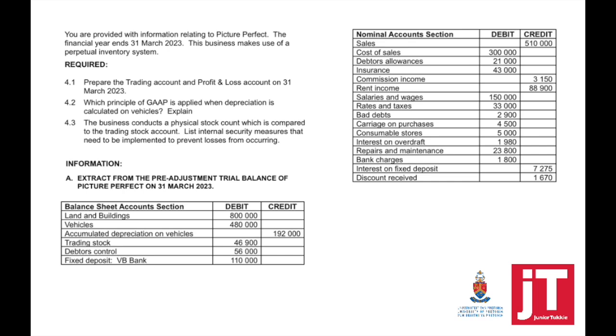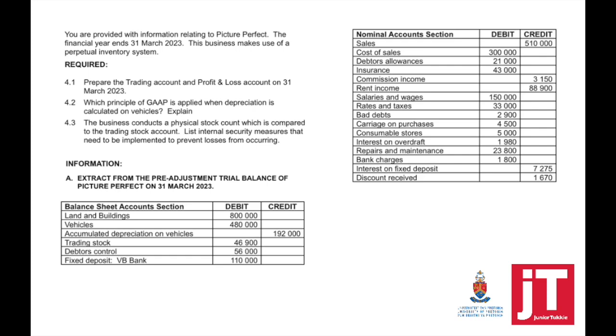4.1. Prepare the trading account and the profit and loss account on 31 March 2023. 4.2. Which principle of GARP is applied when depreciation is calculated on vehicles? Explain. So take note of how GARP principles is integrated. And then 4.3, the business conducts a physical stock count which is compared to the trading stock account. List internal security measures that need to be implemented to prevent losses from occurring. So now internal control is also integrated into this question.